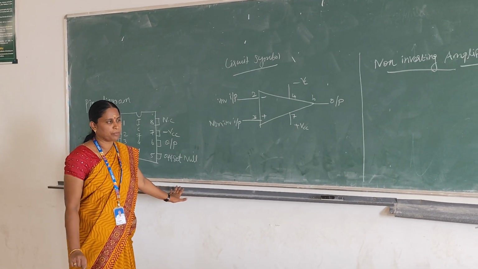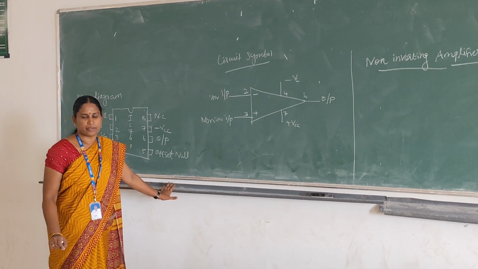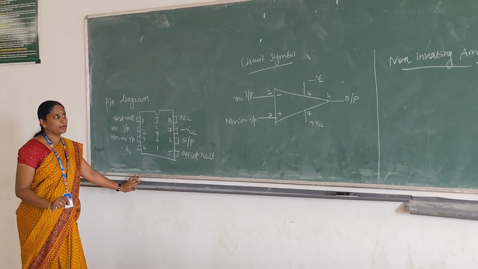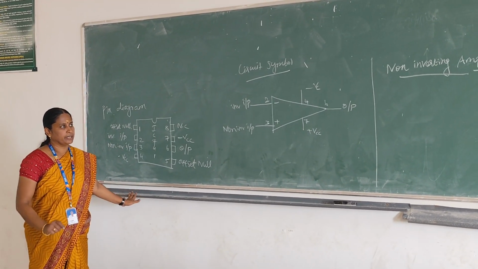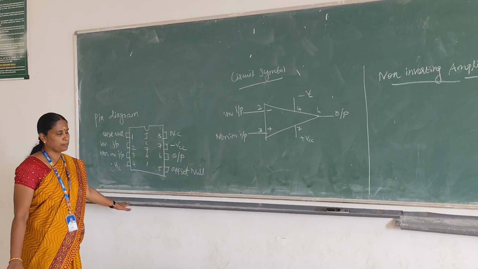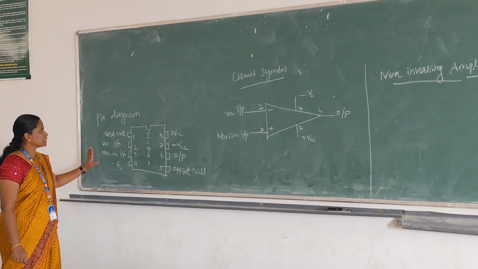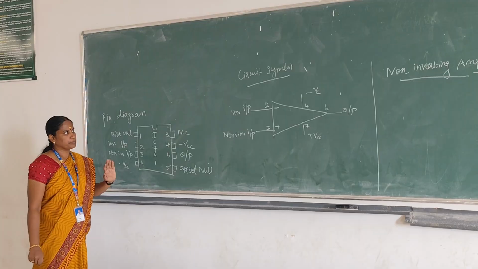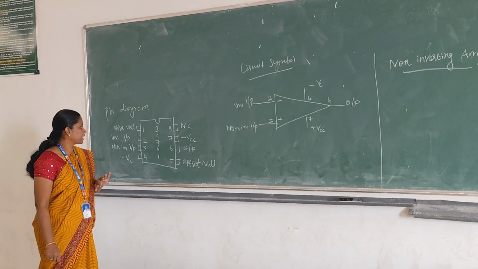The non-inverting amplifier using operational amplifier IC. Before entering into the circuit diagram and output waveform of the non-inverting amplifier IC, we must refresh the pin diagram and circuit symbol of the operational amplifier IC.